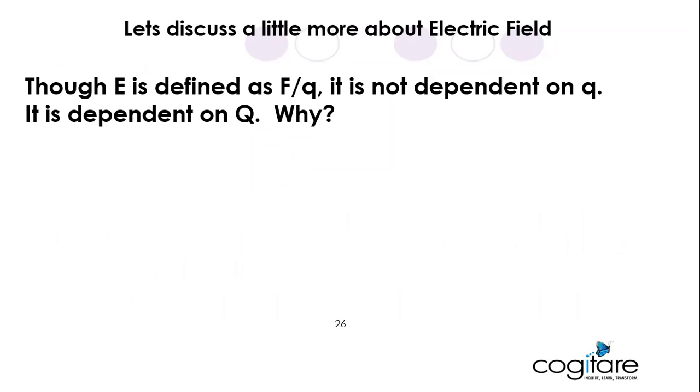Let's discuss a little more about electric field. Though E is defined as F by Q, it is not dependent on Q. It is dependent on Q, capital Q. Because Q is a test charge. That's why it is not dependent on it.